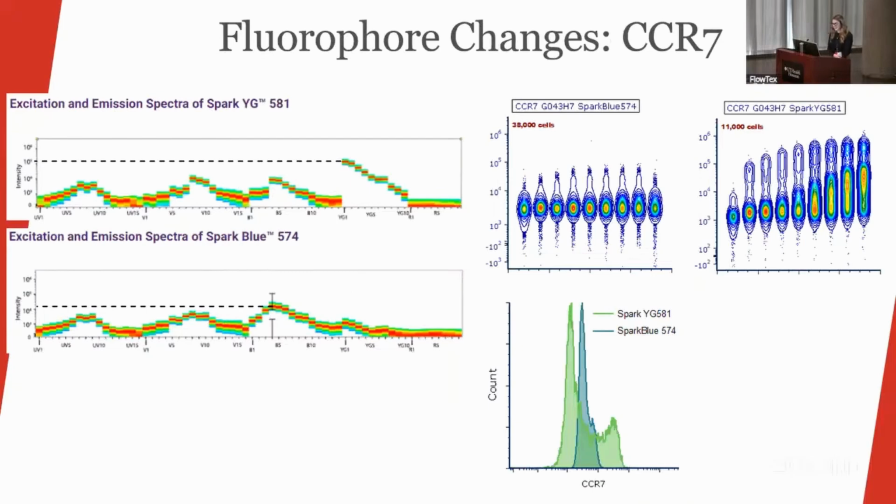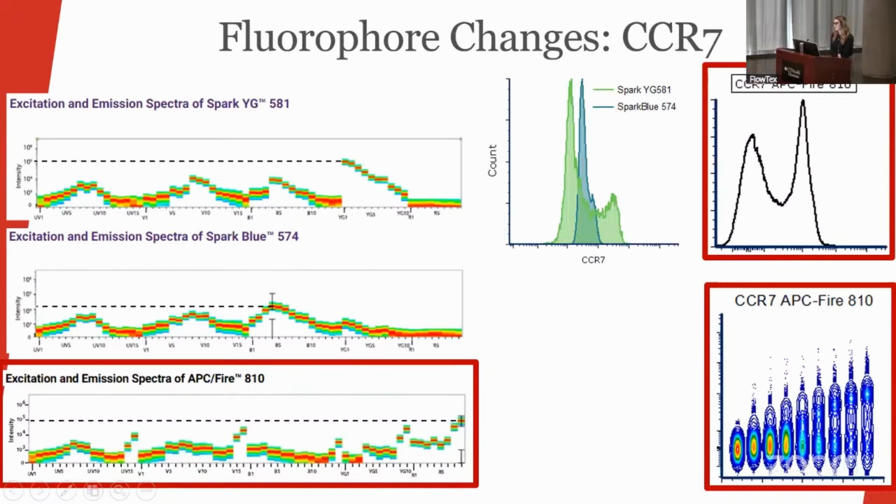Lots of revision. So I first started with CCR7 on SparkBlue 574. It's not very bright. Yes, it was a bad idea, and I kind of knew it at the time. We had Spark YG 581 in our lab already, so I ran both together. You can see not great separation and not great staining for the SparkBlue 574. It's great for other antibodies, just not for this. But I did get some pretty good separation with Spark YG 581, but I really did not like this negative spread that I was seeing. So in the final panel, we use APC Fire 810. I get really good separation, and I don't also get that negative spread at the bottom.